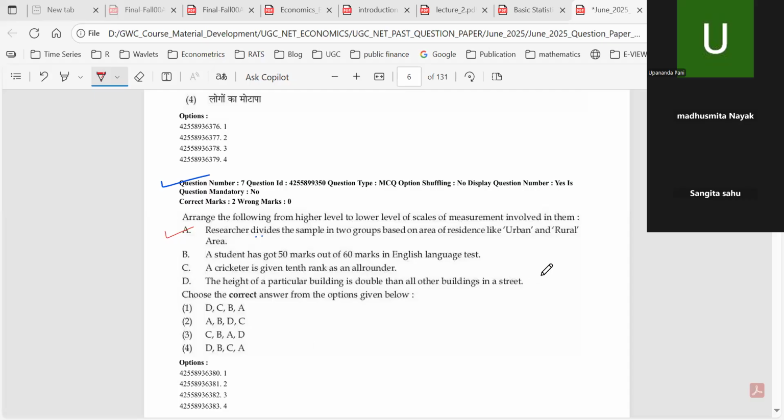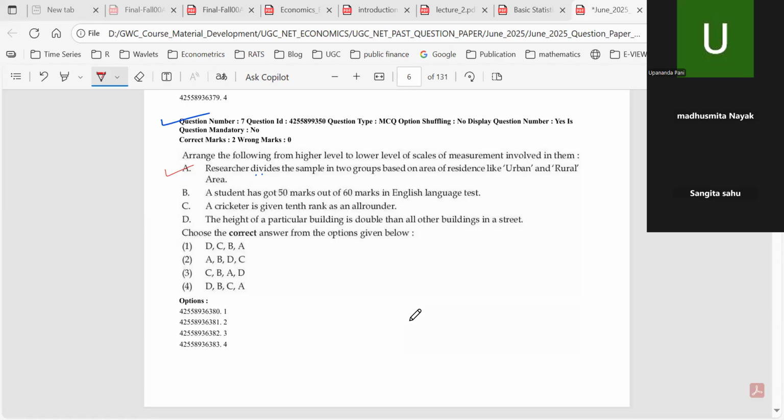Okay, so good evening all. So we'll start today's discussion. If you remember, yesterday we had discussed different measurement scales, isn't it? What are the scales we have discussed? There are four different types of scales.